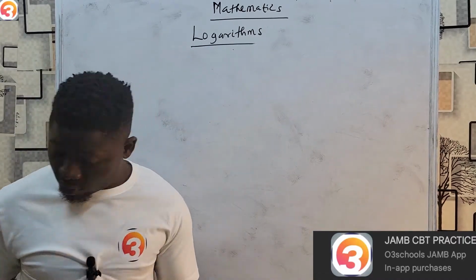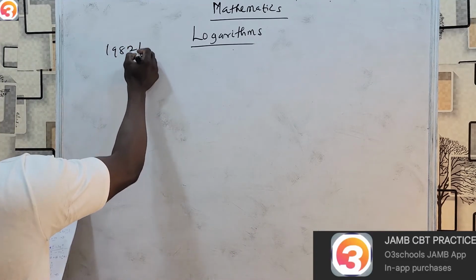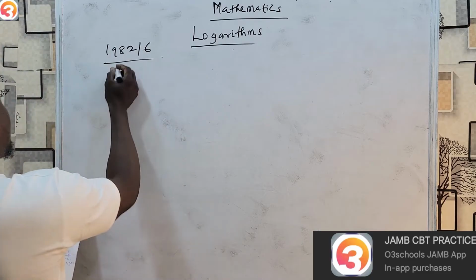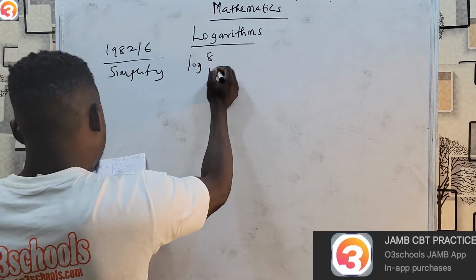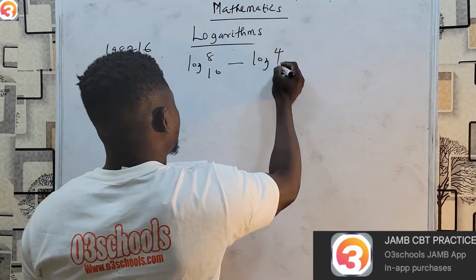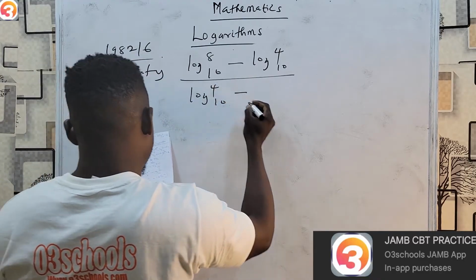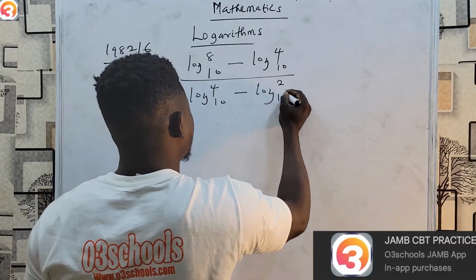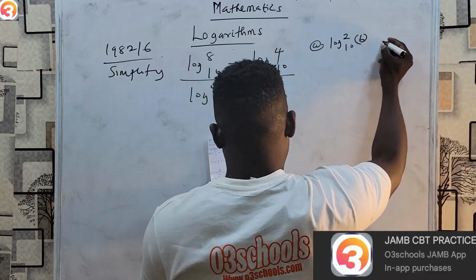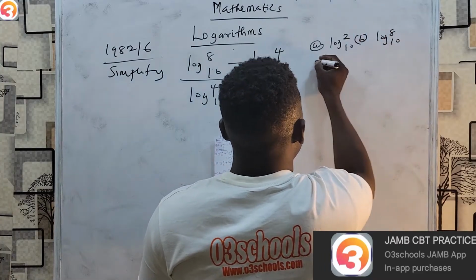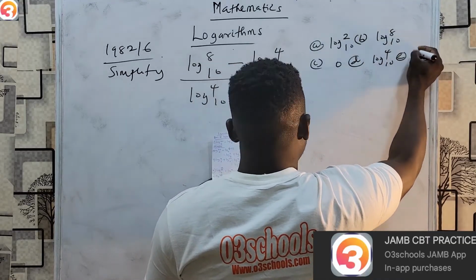We have lots of questions to attempt, so we have to be very fast and not sleep on anyone. So we have 1982 basics. Right? So we are told what? To simplify logarithm of 8 to base 10 minus logarithm of what? 4 to base 10 all over logarithm of 4 to base 10 minus logarithm of 2 to base 10. So A is given logarithm of 2 to base 10, B is logarithm of 8 to base 10, C is 0, D is logarithm of 4 to base 10, E is 1.